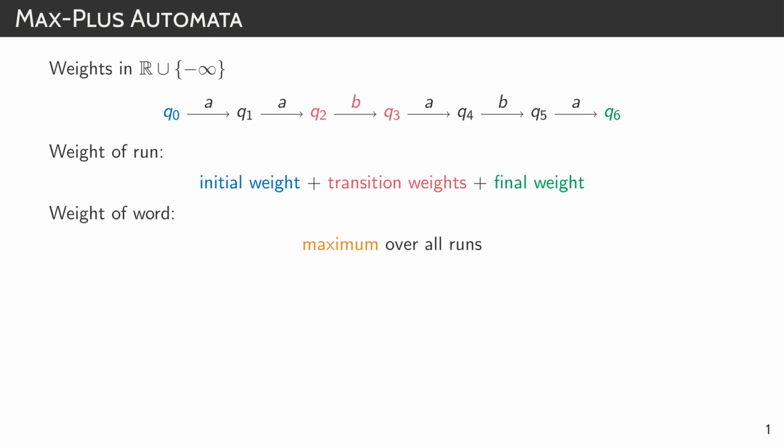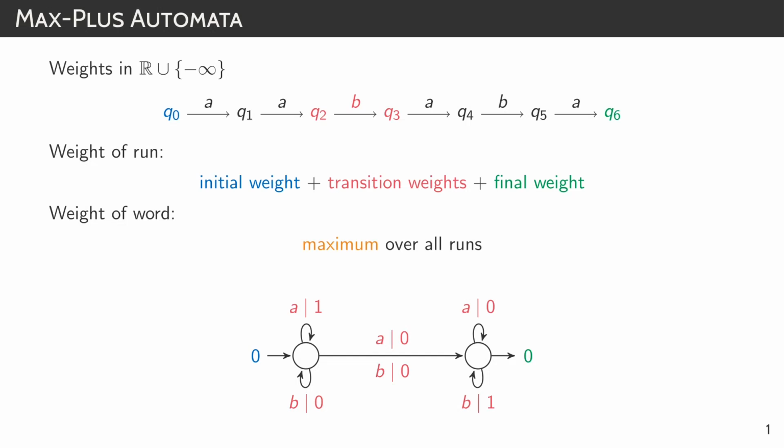Let's have a look at a very simple example. This automaton here has only two states, and the alphabet is just A, B. Every run of this automaton has to start in the left state with an initial weight of 0, and it has to end in the right state with a final weight of 0. When we start a run in the left state, we can loop A's and B's, and here A gives us a profit of 1, but B doesn't give us any profit.